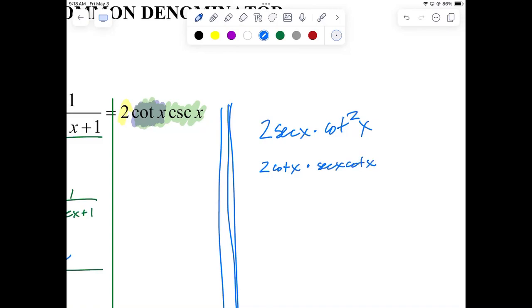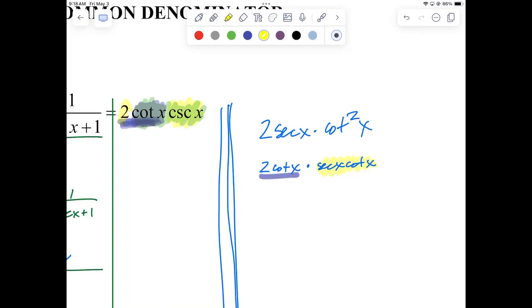Are you okay with that? What I did is I put the 2 cotangent of x in front, because that's what I want, and then I just put the other cotangent and the other secant together. So really now all I have left to show is that secant of x times cotangent of x is equal to cosecant of x. That's all I have left to show. The 2 cotangent of x is in place. Any ideas how we could do that? Any strategies that we've already had or any insight?